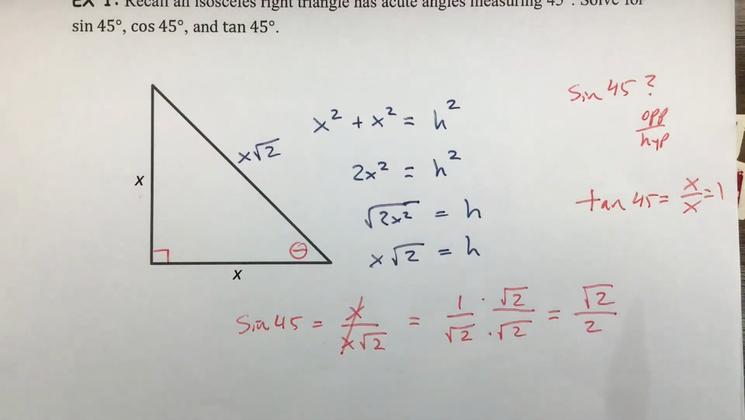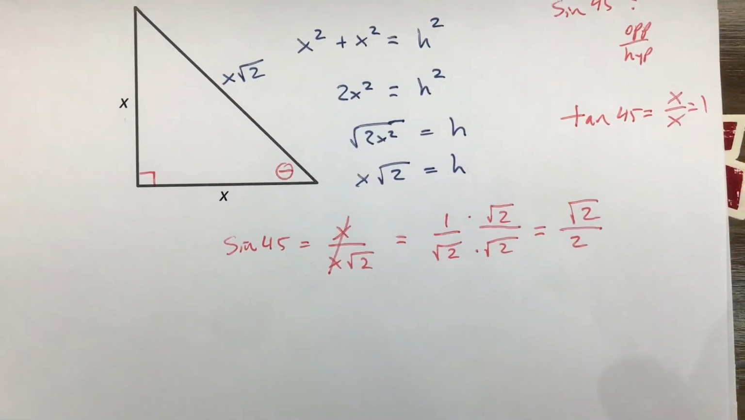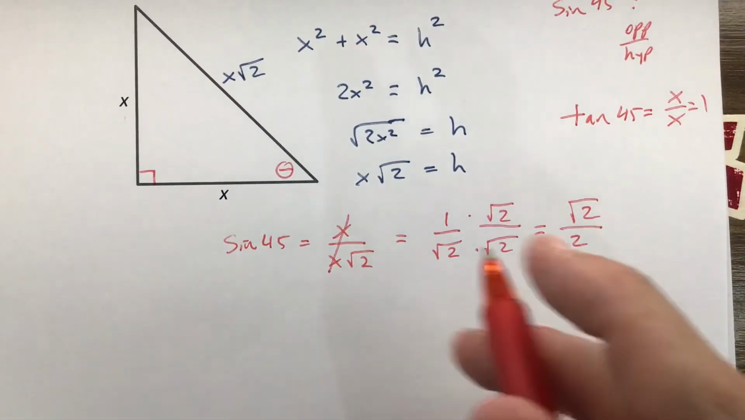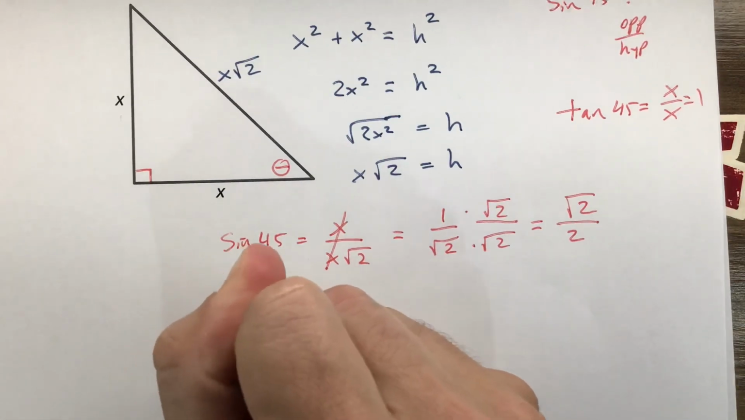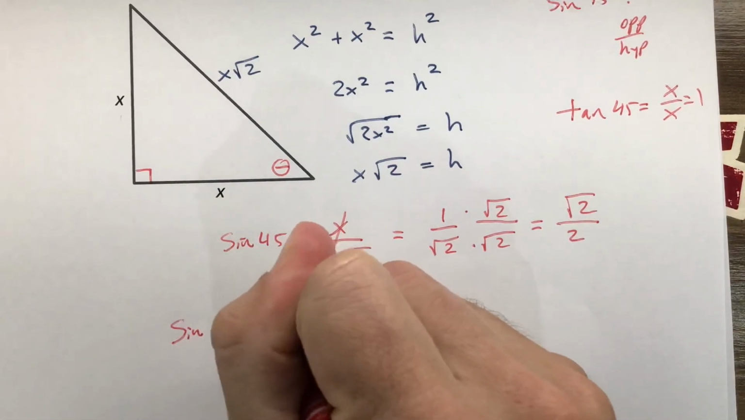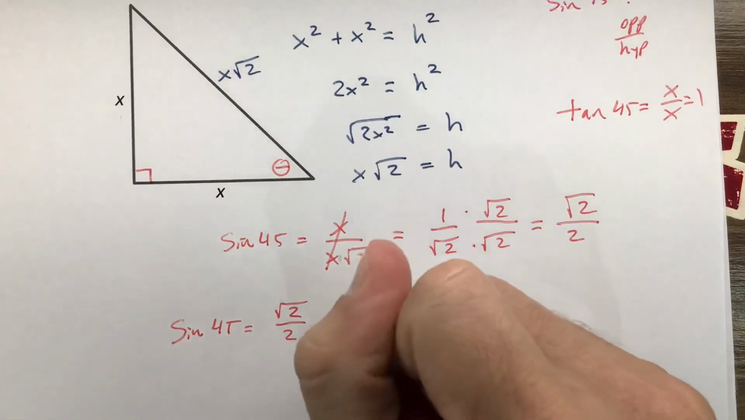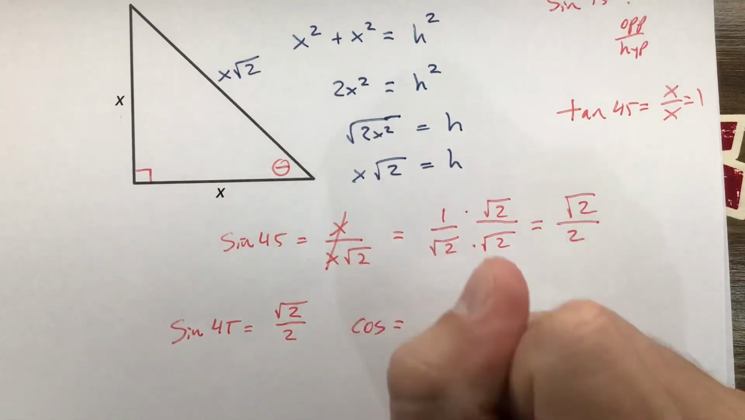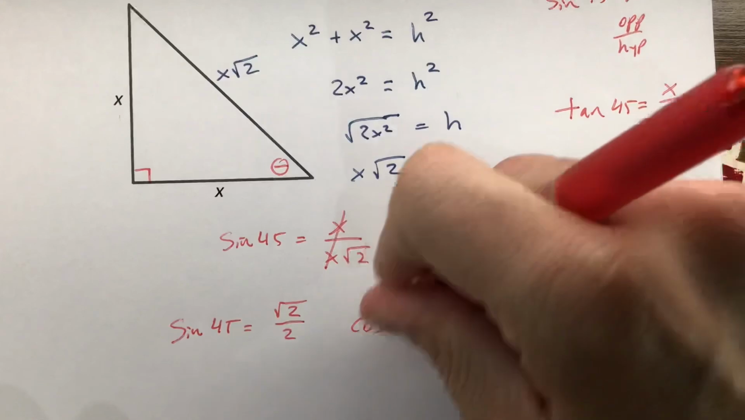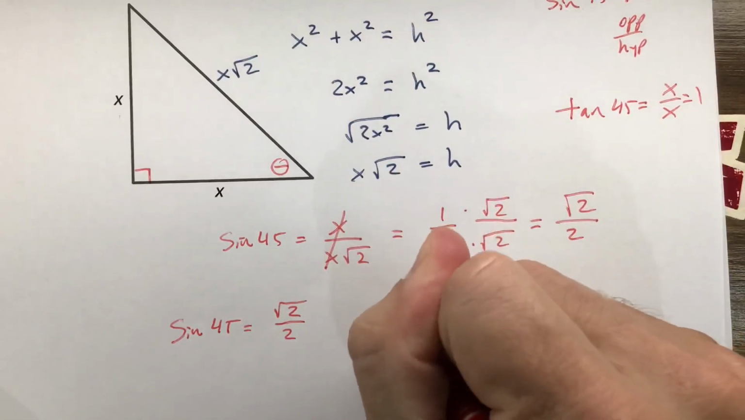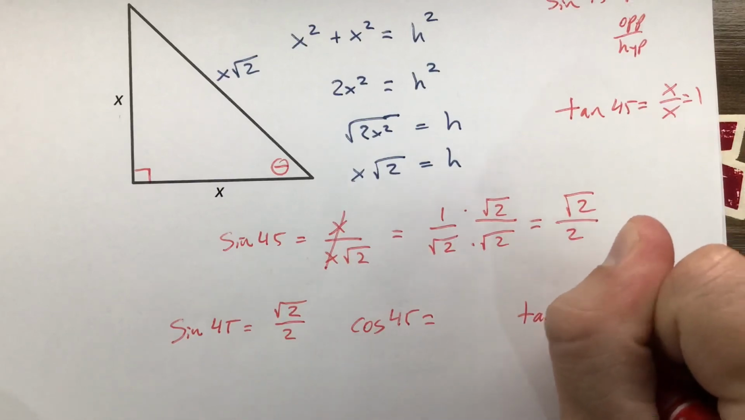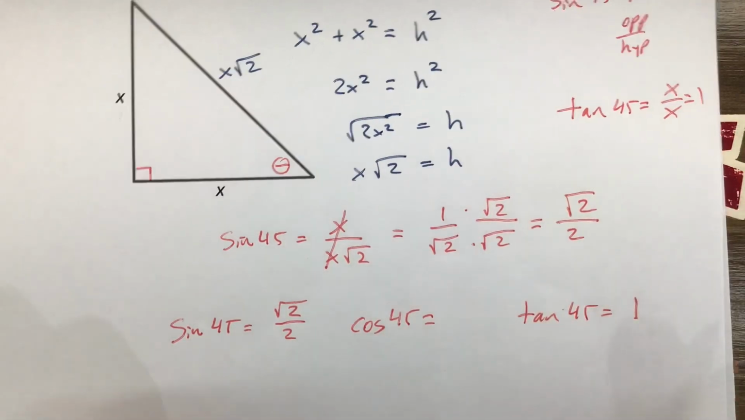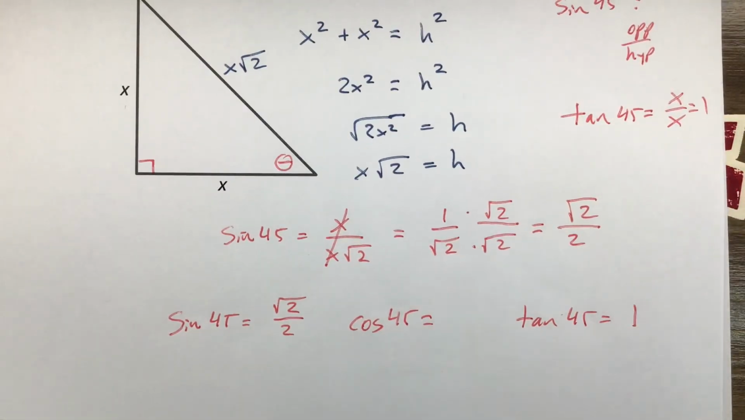Now, cosine. We shouldn't need to write too much for this one. Actually, let me recap the things that I know. I know that the sine of 45 is going to be square root 2 over 2. We have not figured out the cosine of 45, but it's going to be pretty easy. And we know that the tangent of 45 is 1. So we've got those two figured out. All right, cosine of 45.